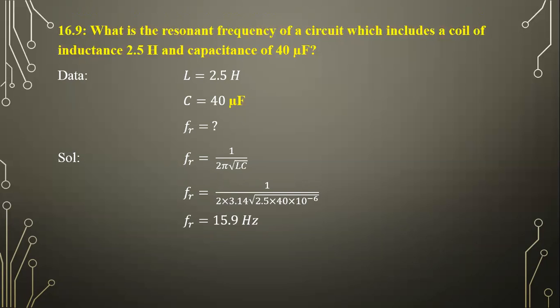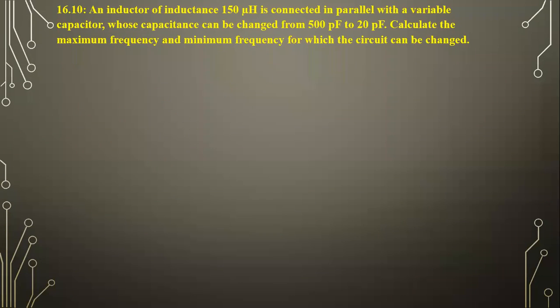The last numerical, 16.10: an inductor of inductance 150 microhenry is connected in parallel with a variable capacitor whose capacitance can be changed from 500 picofarad to 20 picofarad. One inductor is connected with a capacitance whose value is adjustable. Minimum capacitance is 20 picofarad and the maximum capacitance is 500 picofarad.